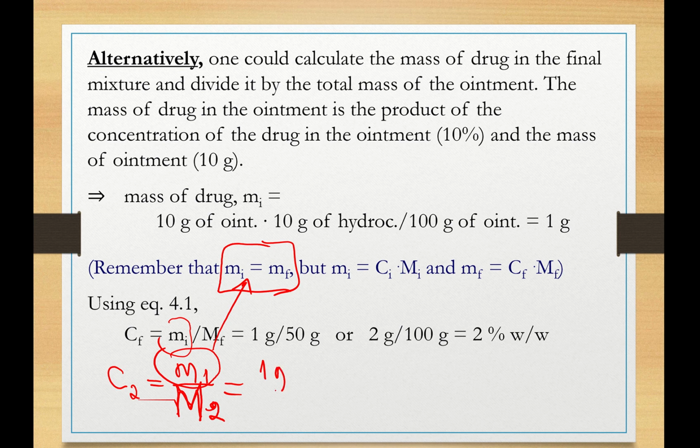So that would be 1 gram over 50 grams, which is 0.02, or 2% weight per weight. If you multiply by 100, you get that.